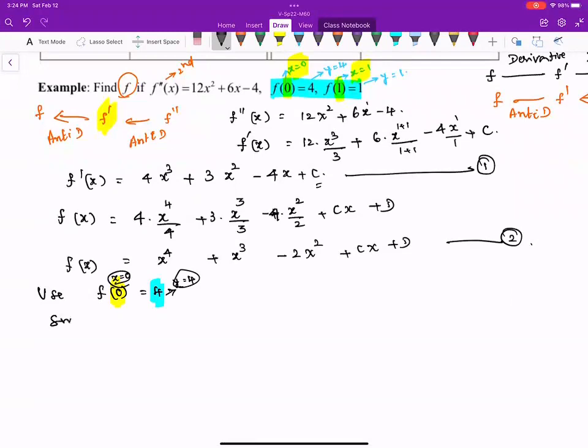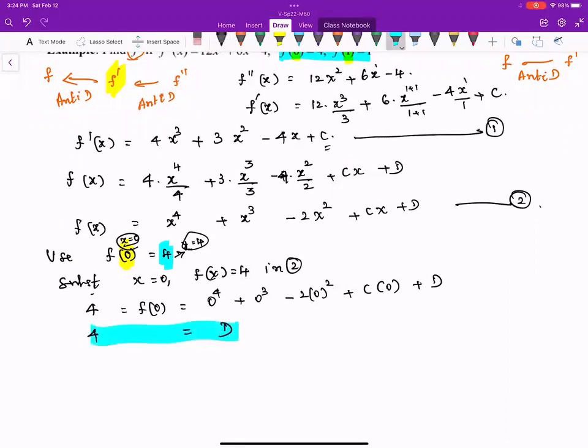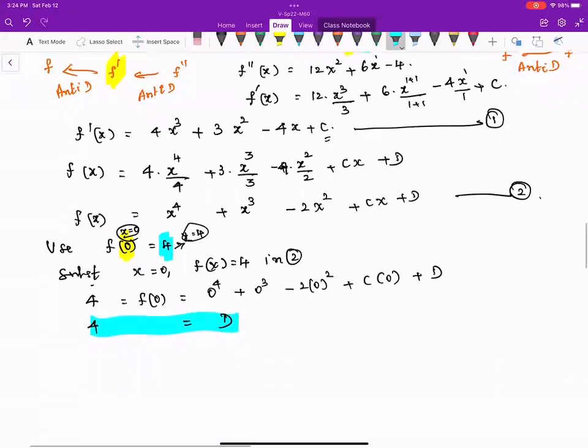So substitute x equal to 0 and f of x equal to 4 in 2. So you get 4 equal to f at 0, which is equal to 0 to the power 4, 0 cube minus 2 times 0 square plus c times 0 plus d. So 4 equal to, all the terms are 0 except d. So you already get one value of the unknown, which is d equal to 4 in step 2.